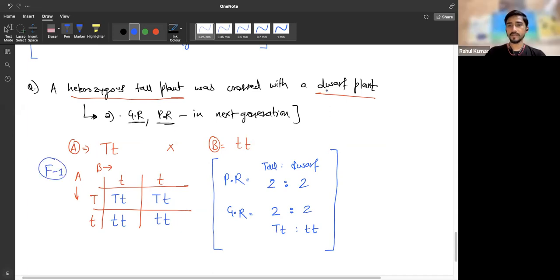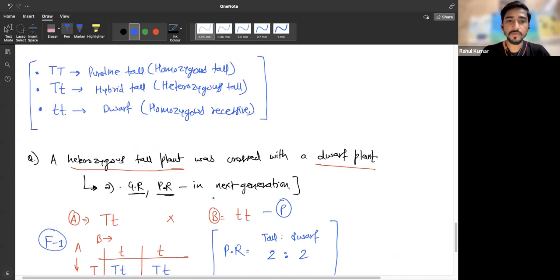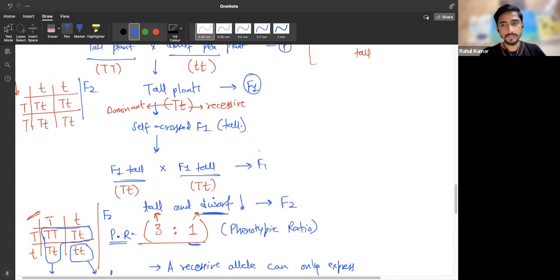So if this is the parent generation, then in the F1, or in the next generation, this is the ratio, right? So it's always important to figure out the genotype of the parents to say what will be the ratio in the F1 or F2. NCERT wants you to remember that in the F1, okay, people, just one second.